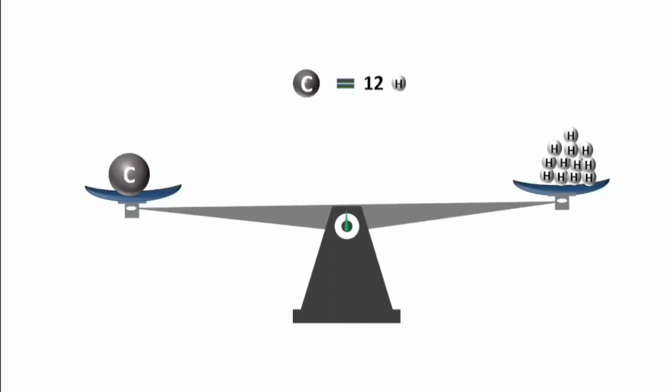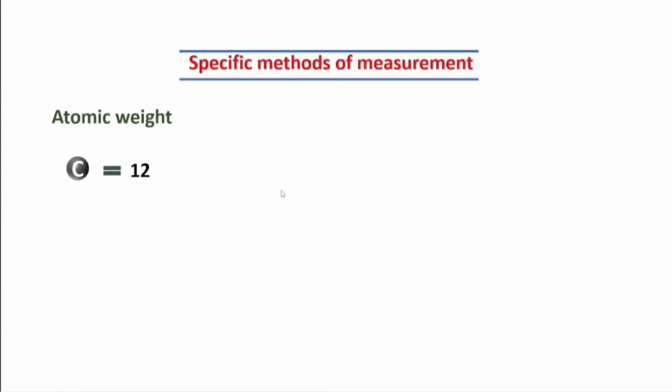The relative weight of an atom is called its atomic weight. Atomic weight is only a number. It has no unit because it is the ratio of two weights. So the atomic weight of carbon is 12. But atomic weight does not give us the mass of an atom.